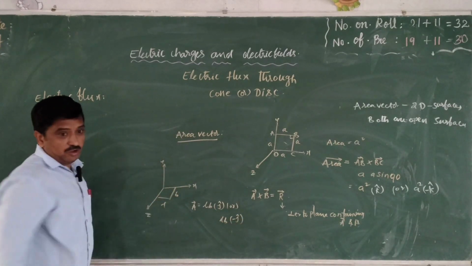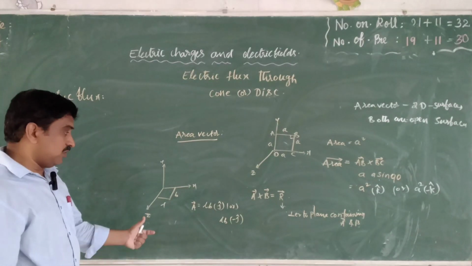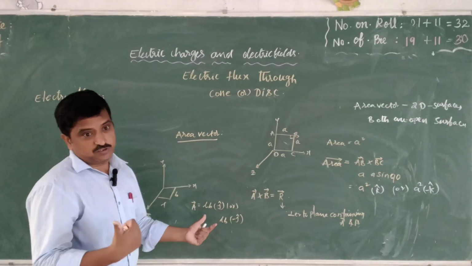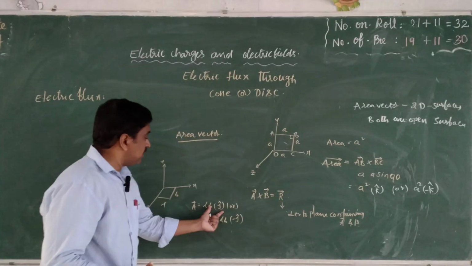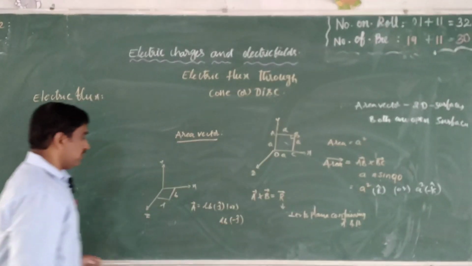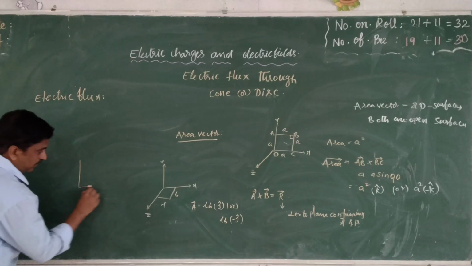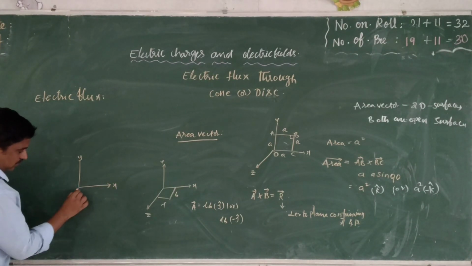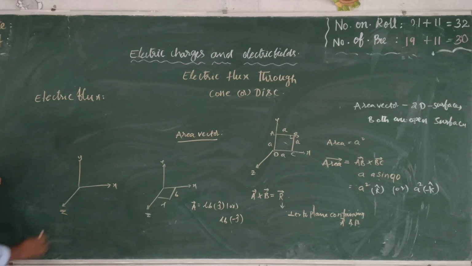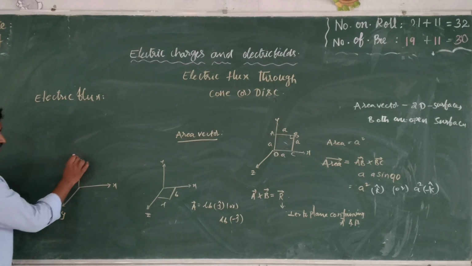So this rectangle is also a 2D surface, so it has two open surfaces. Both open surfaces are considered as the direction, so either J cap or minus J cap. For example, one more we can take here. This is the X axis, this is the Y axis, this is the Z axis.